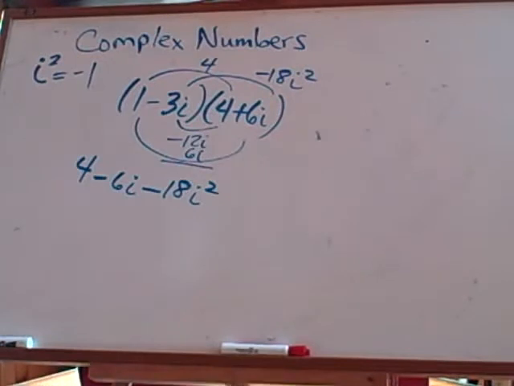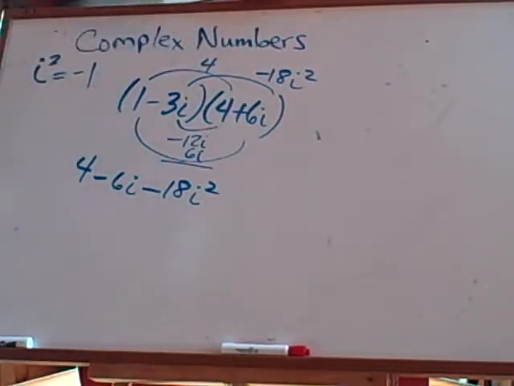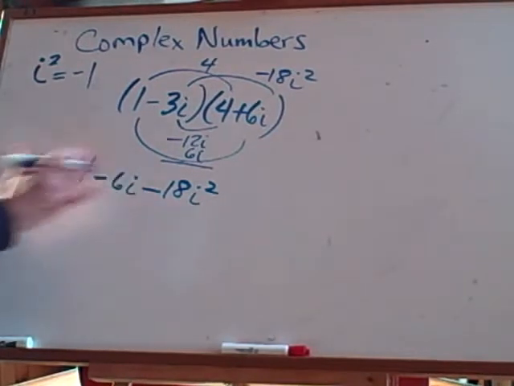Is that what you got? Well, i squared is -1. I'm going to change that, but I'm going to do it in the next step so I don't get confused.